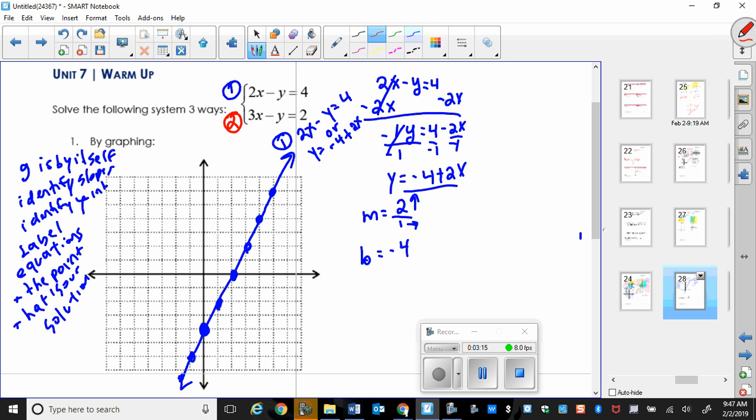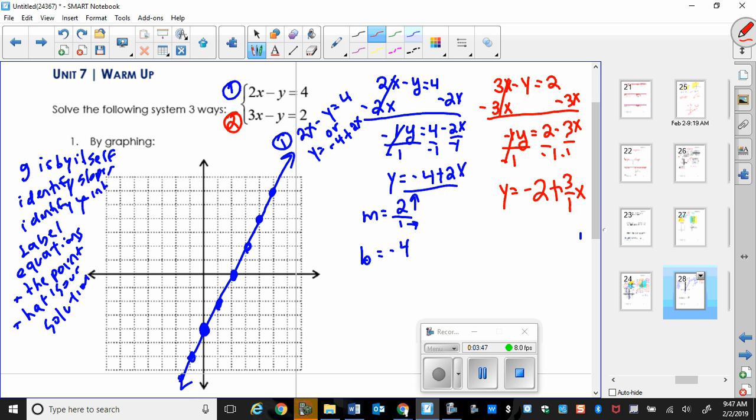My second equation is 3x minus y equals 2. I'm solving for y, so I move the x term away from y. I get negative y. I'm going to put a 1 in front, equals 2 minus 3x. Divide both sides by negative 1. And I get y equals negative 2 plus, we're going to keep it in fraction form, 3 over 1x. Okay? Now, my slope is 3 over 1.